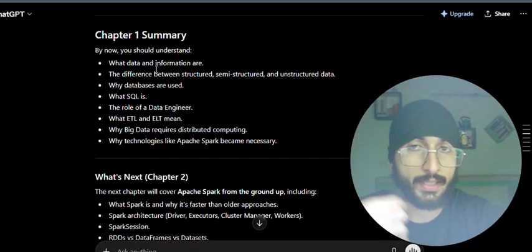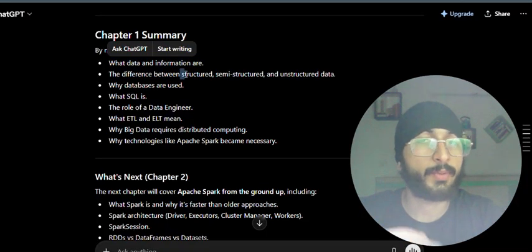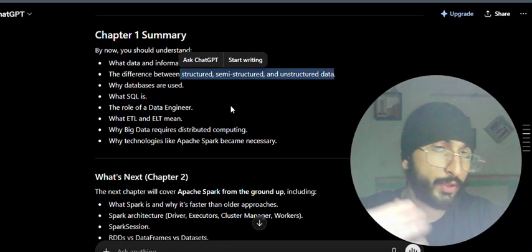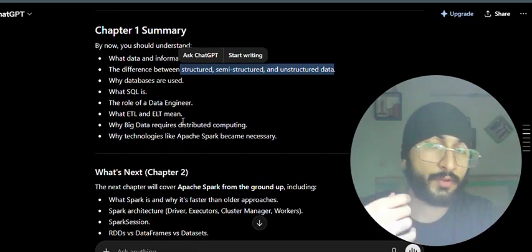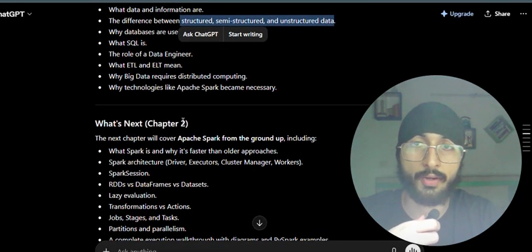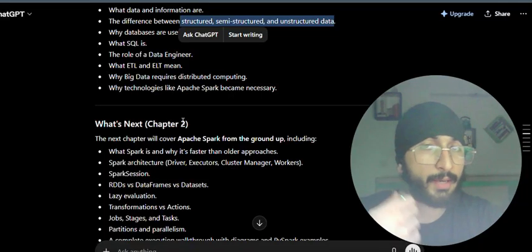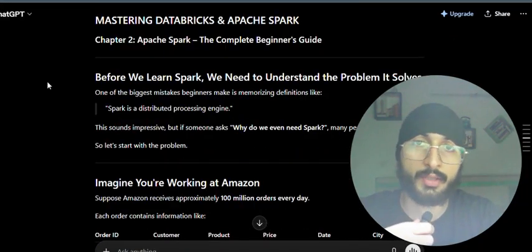So now we have this as the summary. So we have understood what is data and information, what is the difference between structured, semi-structured, and unstructured data, why we use databases, what SQL is, difference between ELT and ETL, and why technologies like Apache Spark have become necessary.